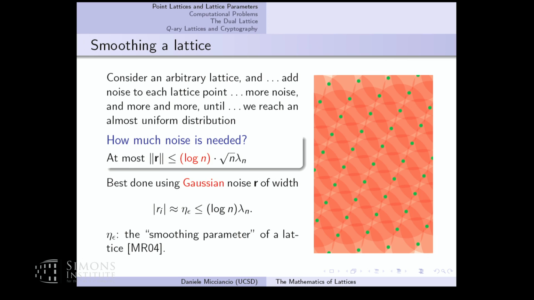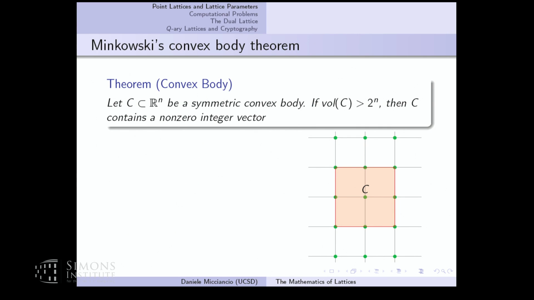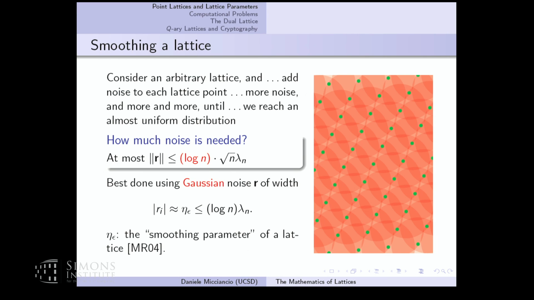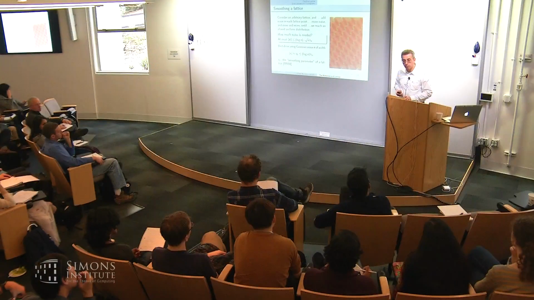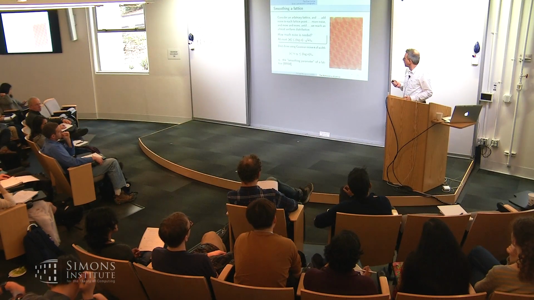It is parameterized by some error term epsilon, which represents how close you want to be to uniform. And it's a quantity that you will hear more about, mostly I think tomorrow, or perhaps also later today in some of the algorithms. So Daniele, can you replace the square root n lambda n by the covering radius? Is that, in the sense, if you take Gaussian?